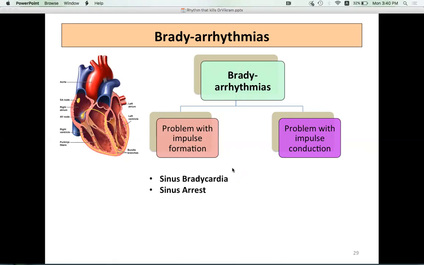Or there can be a problem with conduction, which can be at the level of the atrioventricular node, which can be further categorized into type 1, type 2, or type 3 block. Or there can be a block at the level of the bundle branch, which is known as bundle branch block, further categorized as LBBB or RBBB.